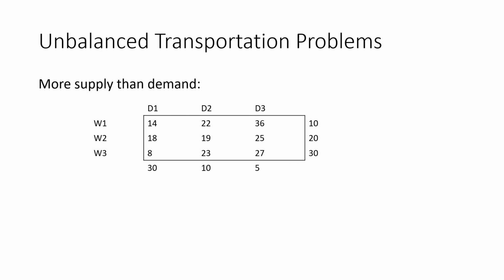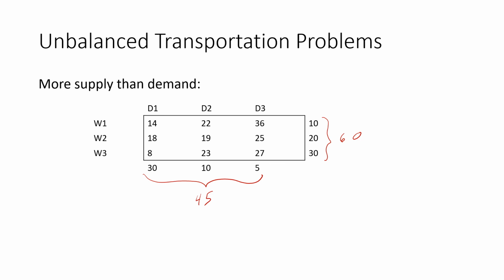All right. So that was a little bit heavy in the theory. Now we're going to look at what happens when we have an unbalanced problem. So take a look at this. What happens is we have 60 units here. We only have 45 units here. So that means that we have more supply than demand. How are we going to satisfy this?